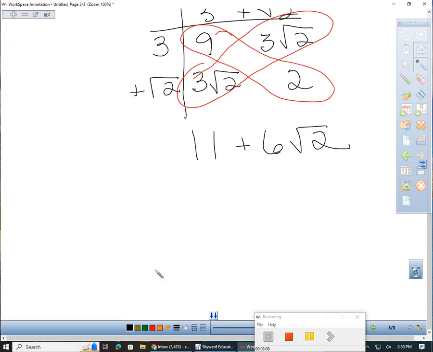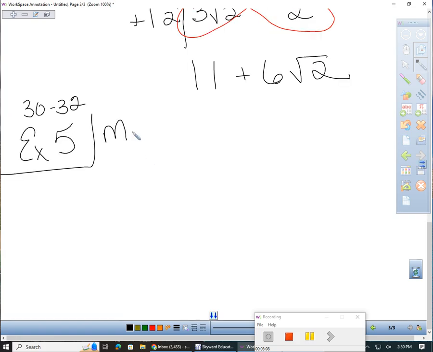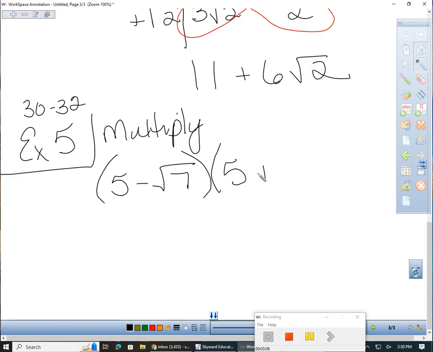Example number 5. This is from section 30 and 32. All right, I want you to multiply. Let's go with 5 minus the square root of 7 times by 5 plus the square root of 7. What do those look like? What do you notice about those two? Okay, they're identical except for the sign in the middle. Does anybody remember what those are called?